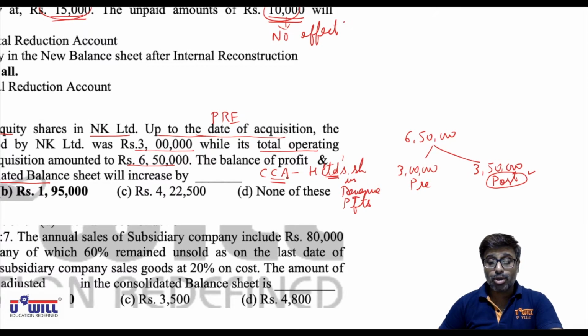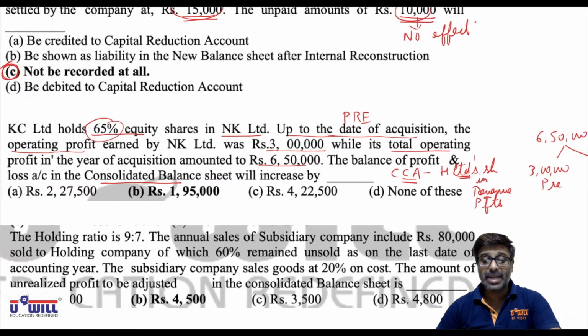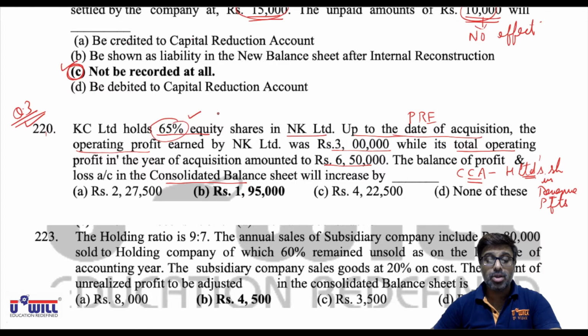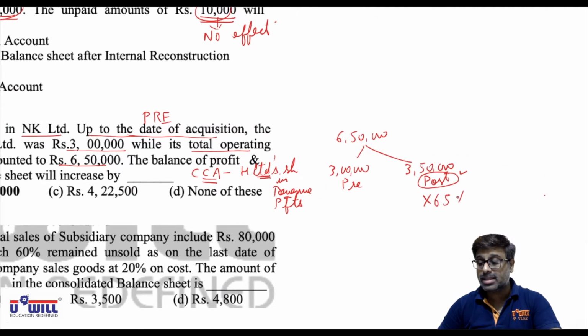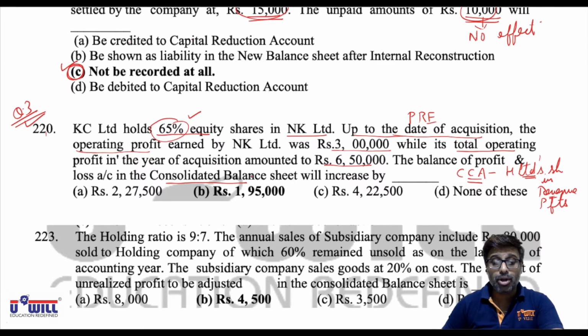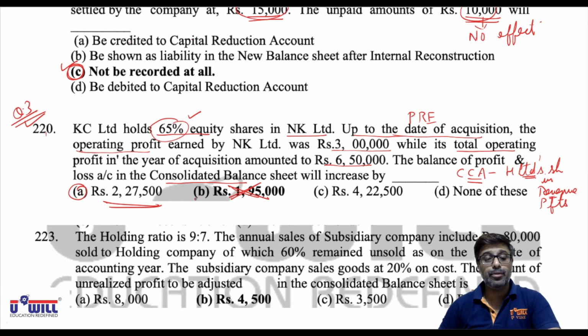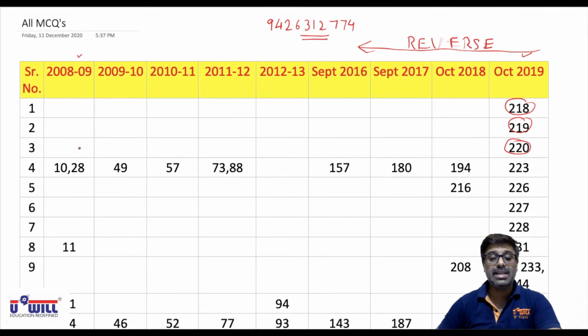So what is this in control chart A, holding company's share in revenue profits? Revenue means post acquisition profits. So in this 3 lakh 50,000 which are post acquisition profits, holding company's share is 65%. That comes to 3 lakh 50,000 into 65%, that is 2 lakh 27,500. This amount will be added in consolidated balance sheet. So balance of P&L account in consolidated balance sheet will increase by option A, 2,27,500. Make the correction. This is not the correct answer. The correct answer is option A, 2,27,500. There are no similar questions asked in past exams.